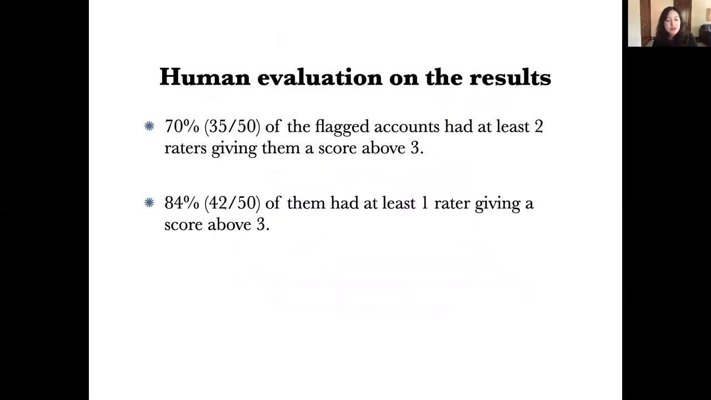In short, 70% of the flagged accounts had at least 2 raters giving them a score above 3, and about 84% of them had at least 1 rater give a score above 3. So again, this is a very rough human evaluation, but we thought it showed that at least a high portion of the flagged accounts that mentioned the journalists did seem legitimately flagged by the human raters.